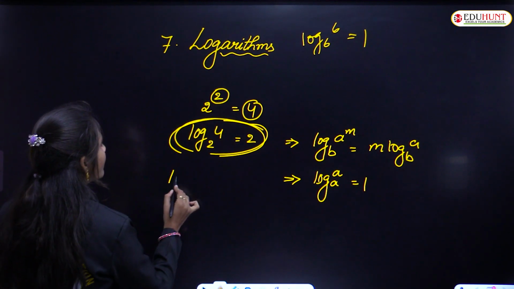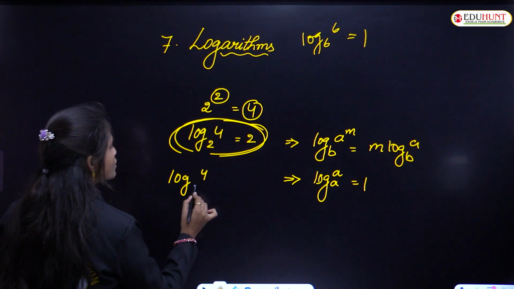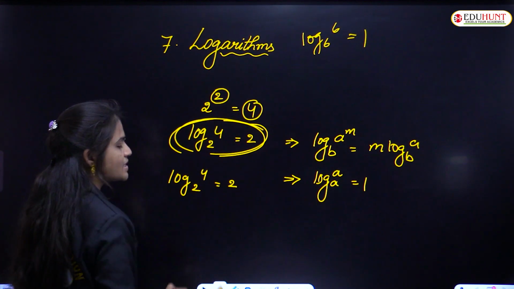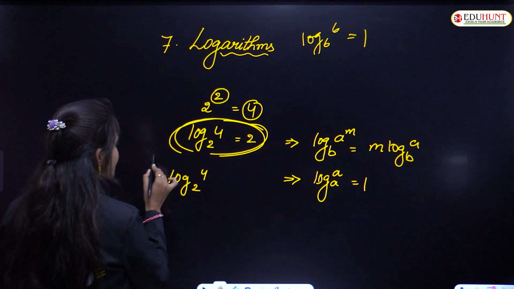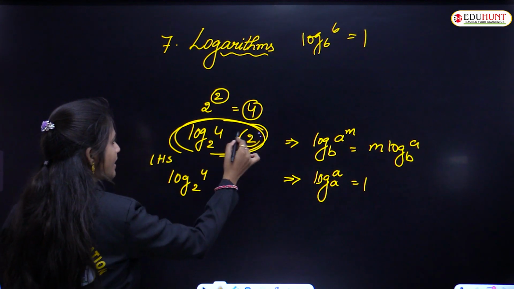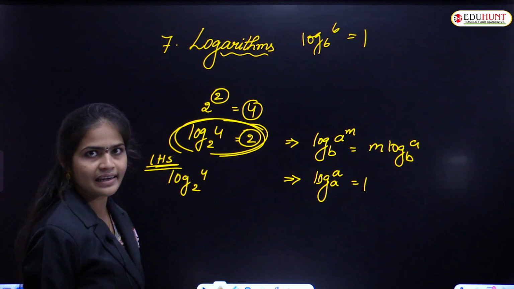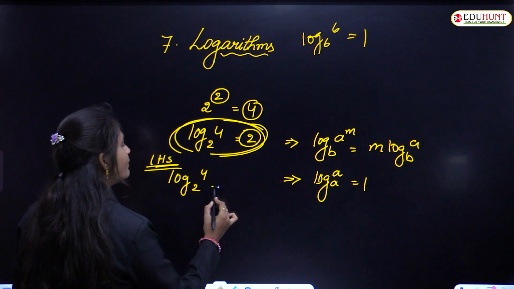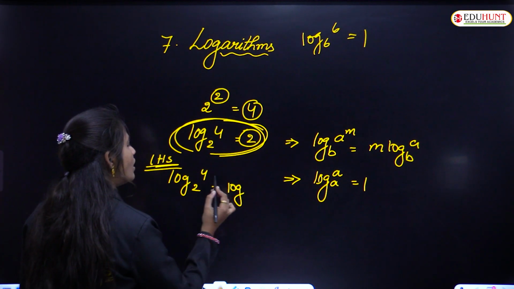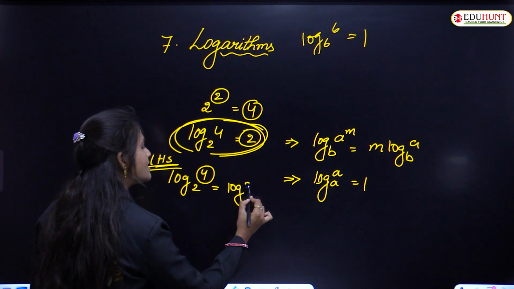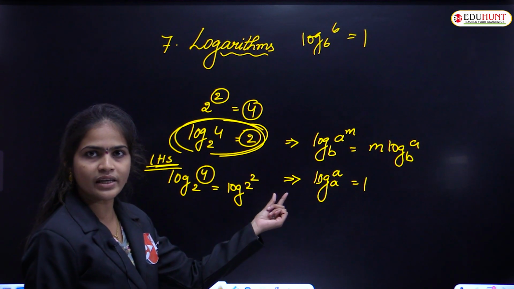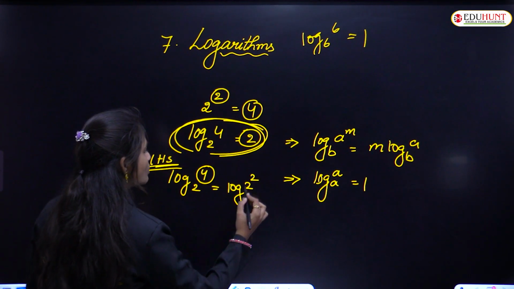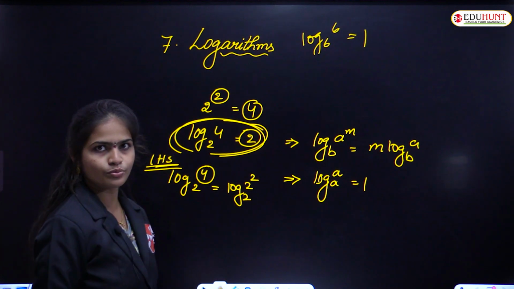How to use that one? See here. Log 4 base 2 is equal to 2, I am saying, right? So we have to prove this. Actually this is the LHS and this is the RHS. First I am going to take the LHS value. This one we can write as log 4, and we can write 4 as 2 square. Am I correct? Yes. So 2 square, and here the base is 2.